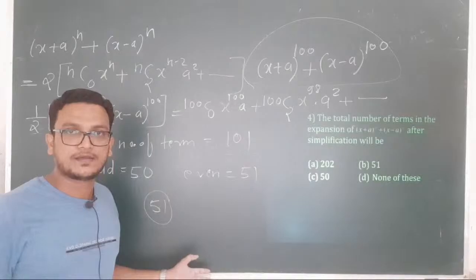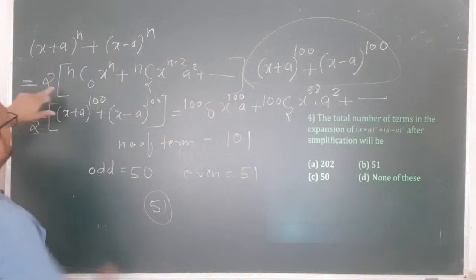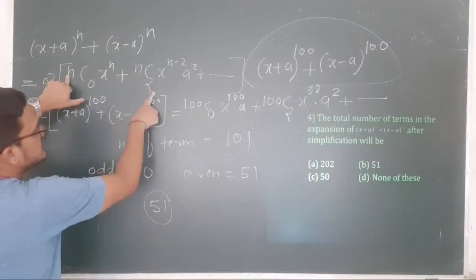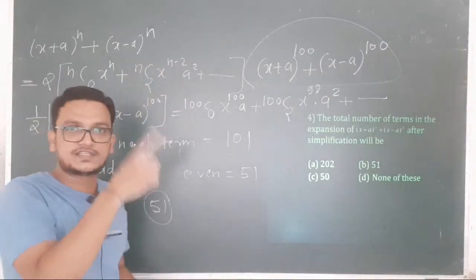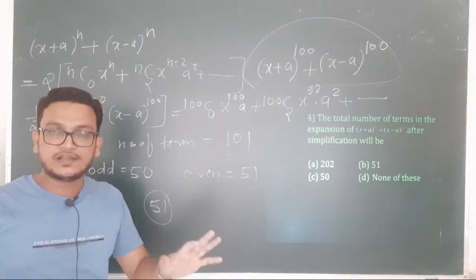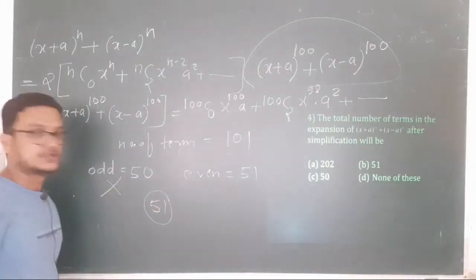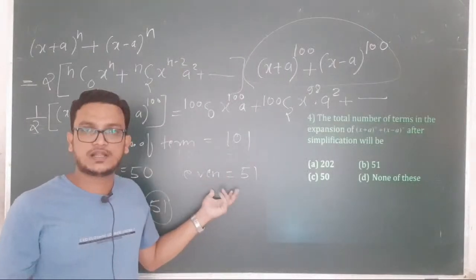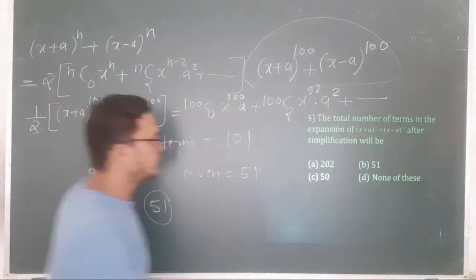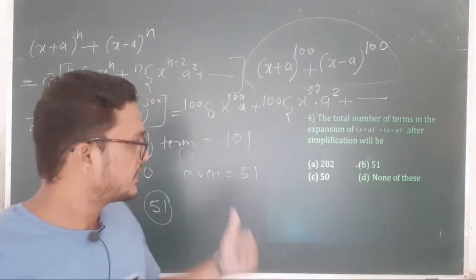Why? When you add both, which expansion are you getting here? 2 into NC0, NC2, NC4, NC6, NC8, you are getting only even. Odd are deleted, so odd you should not consider. So what is left then? Only even terms are left, and there are 51 even terms. Therefore option B is correct in this.